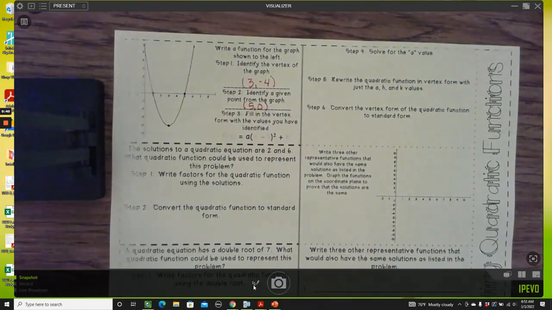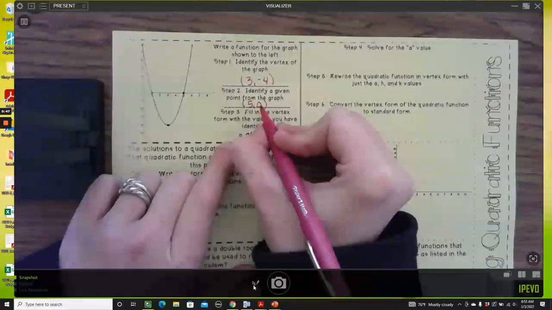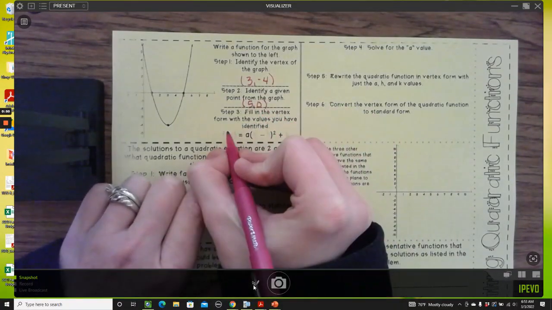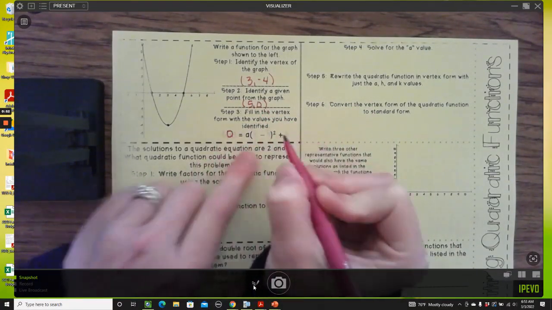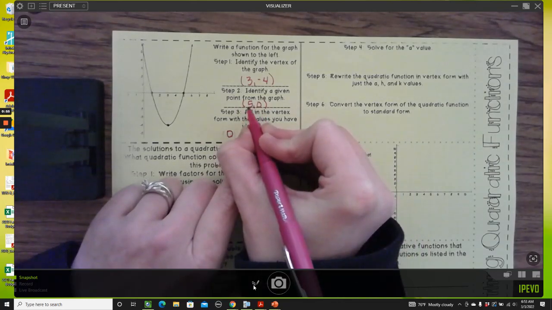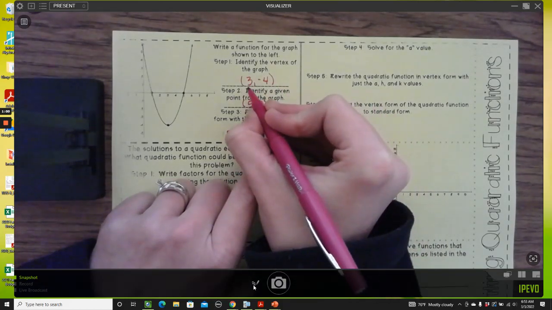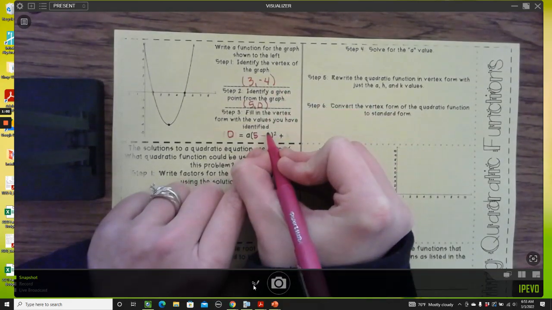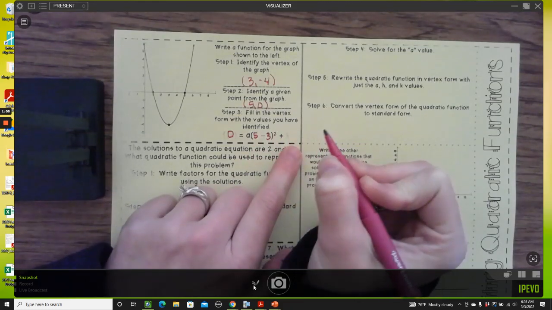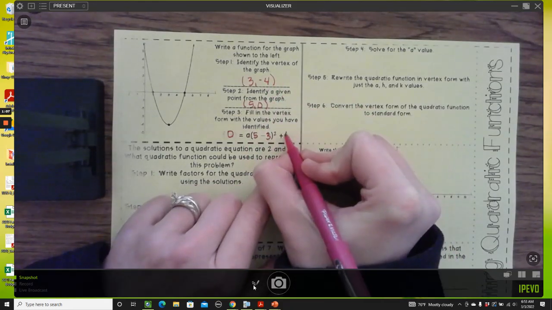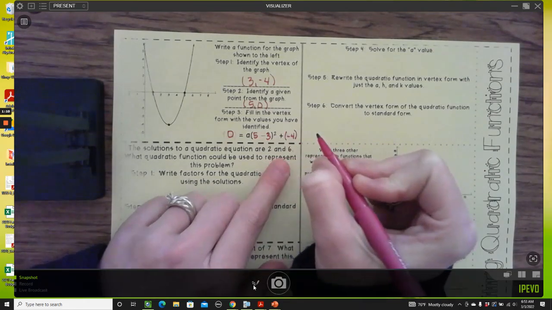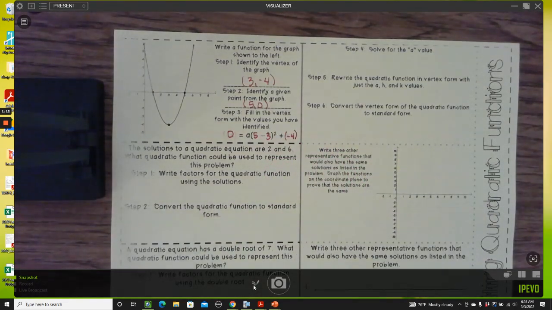And then we're going to fill in the vertex form with the values that we found. So our first one is f of x, and that is our y value from the point that we picked. So that's a 0. Then we've got x, so the x value is again from that point that we picked. H is the x value of the vertex, so that's a 3. And then k is the y value, and so here that's a -4. So now we're going to solve for the a value, and I'm going to do this on a different sheet of paper, so I've got room to work.